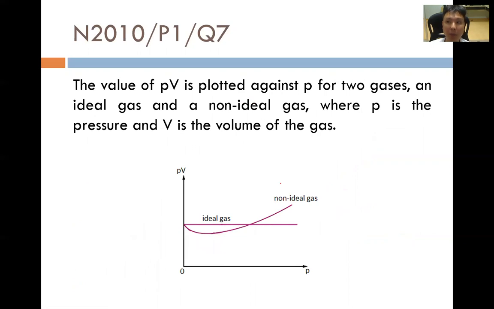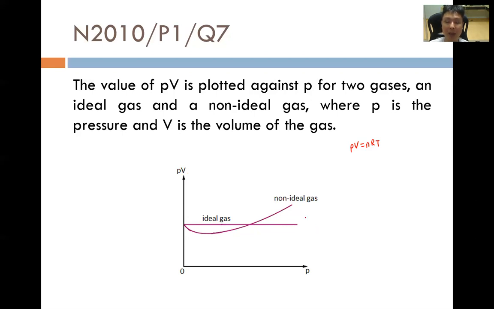November 2010, paper 1, question 7. The value of PV is plotted against P for two gases, an ideal gas and a non-ideal gas, where P is the pressure and V is the volume of the gas. Okay, so if you were to recall the content from the previous lecture, it is not explicitly stated in this question that temperature is constant, but we do have to assume that that is true, because only if temperature is constant and n is constant and R is constant will PV be a constant, and only then will it be true that when you plot PV against P for an ideal gas, you will get a horizontal line.